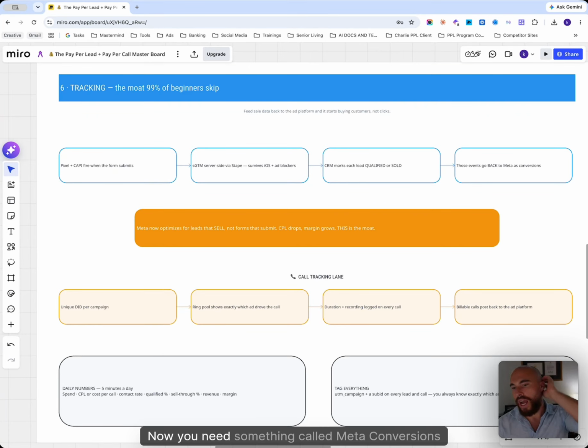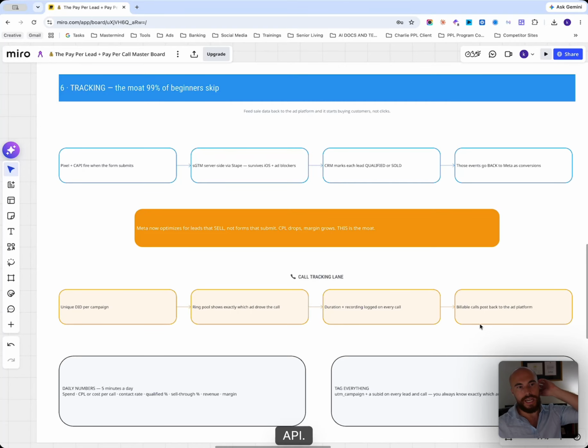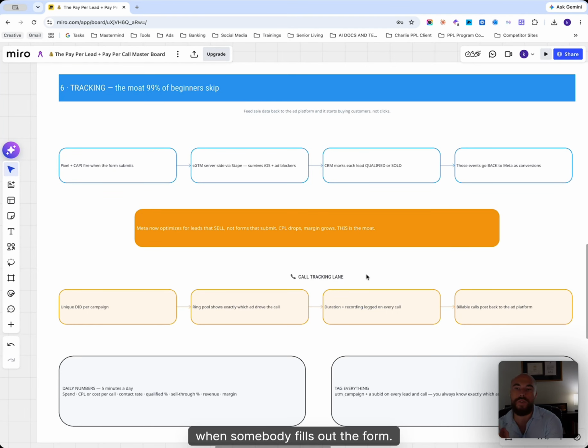Now you need something called Meta Conversions API. So basically, what you hear people say, your pixel, your Conversions API will fire when somebody fills out the form. On the thank you page of the form, that's when you have your pixel event fire. Now fire just means it goes off, it happens.